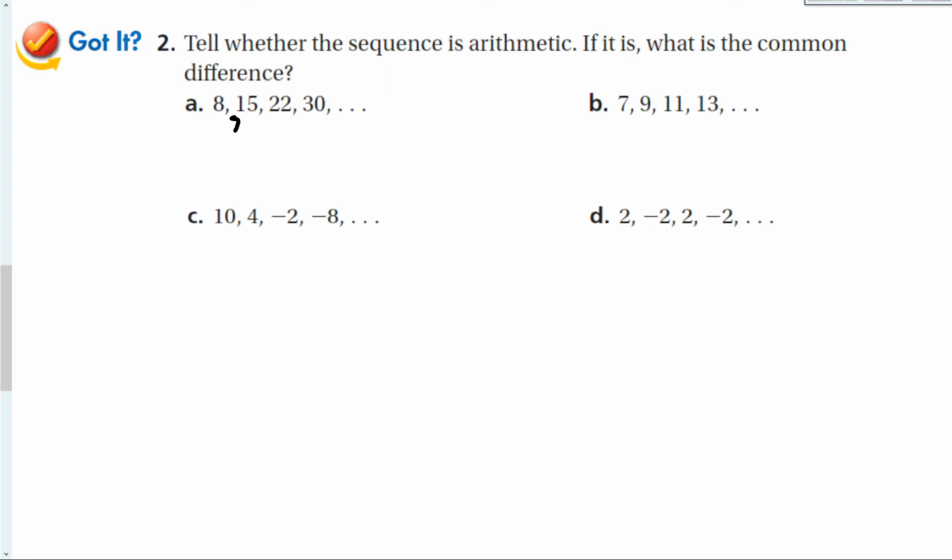The second difference is 7. But then the last difference is 8. So almost, but not quite.